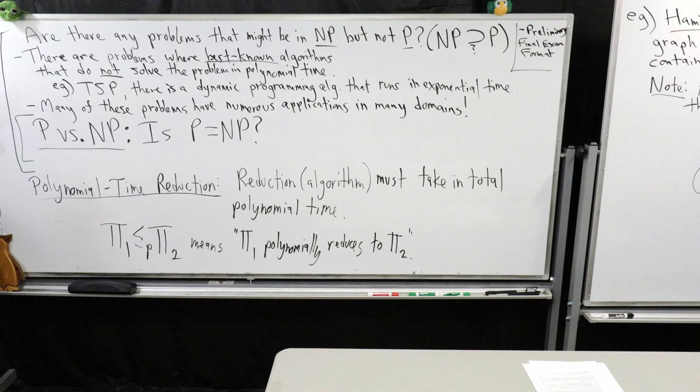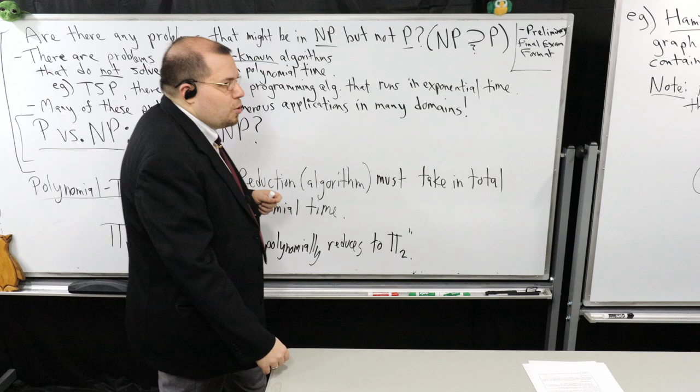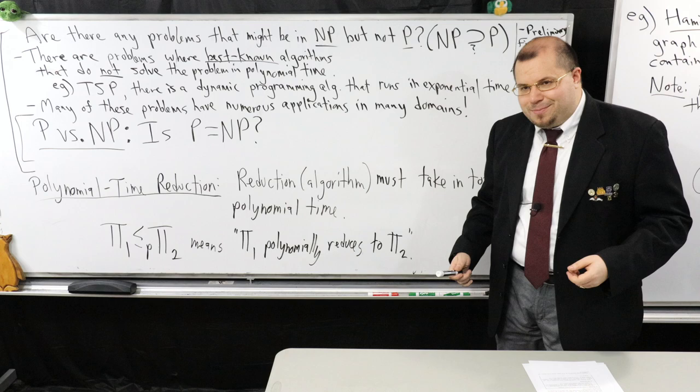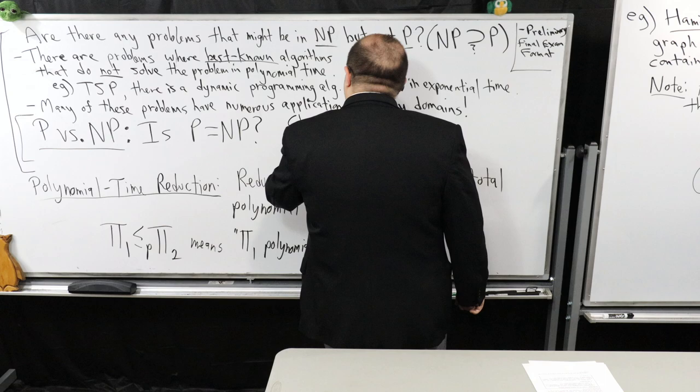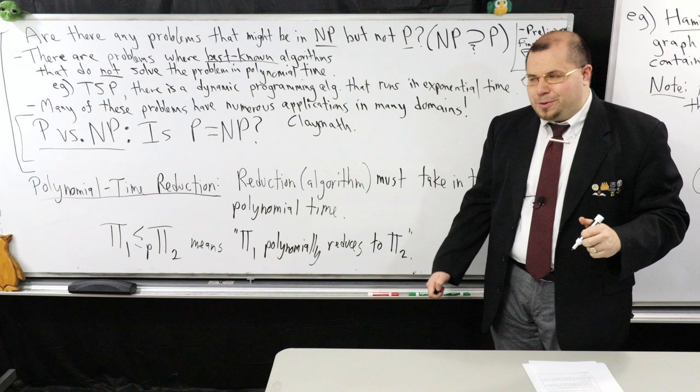So there's a lot of bank on this. In fact, there are institutions that have a $1 million reward for somebody to give a proof of whether P is equal to NP or P is not equal to NP. That's, for example, Clay Math. It's one of their big open problems. They have their list of open problems, and this is one of them.